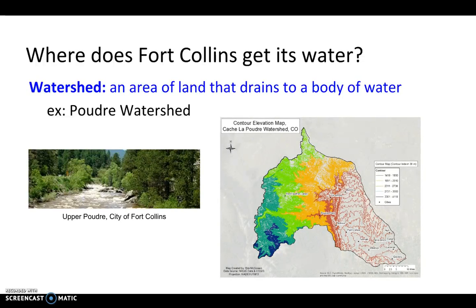All of our drainage ditches and all that stuff drains to the Poudre River. And so there's kind of this elevation map. We've got really high elevation to the left and lower elevations to the right. And all of that water is just draining into the Poudre River.